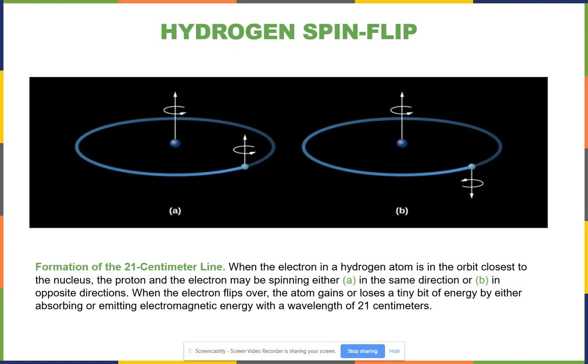Until in the 1940s, 1944 I think it was, a Dutch graduate student, how much would I love to be a graduate student to make a discovery like this? 44? I don't know. I didn't even think about that when I was preparing. It's crazy. Yeah, it's in the right time frame.